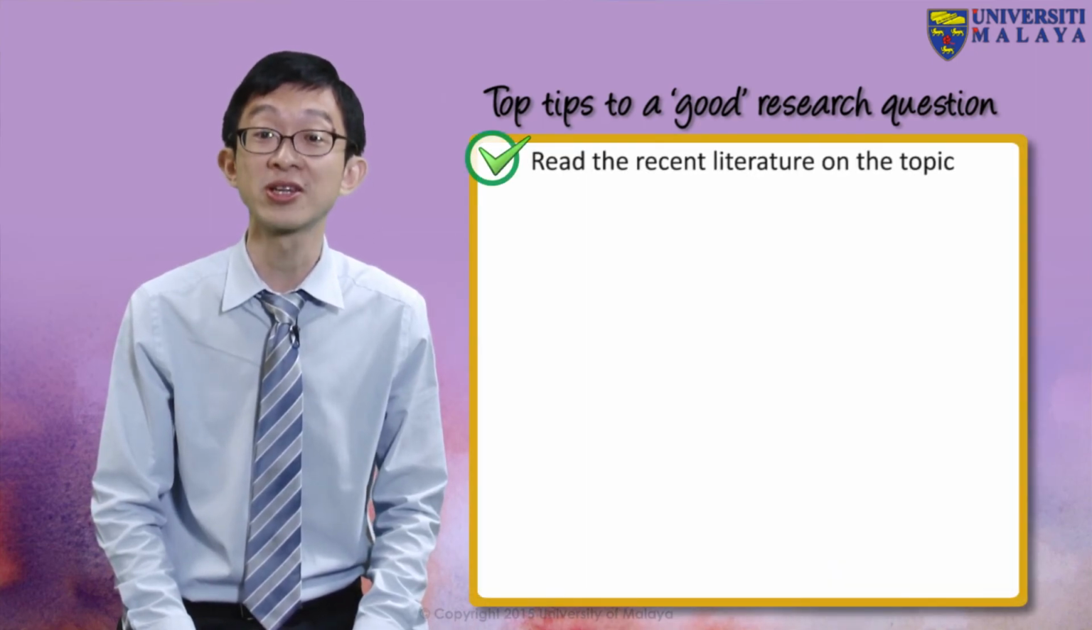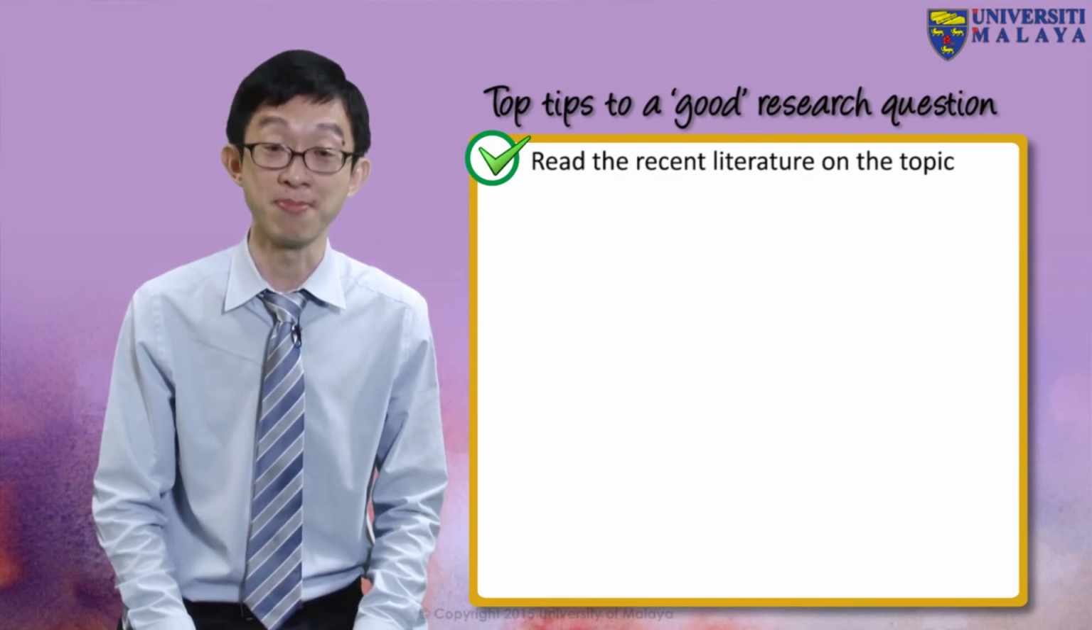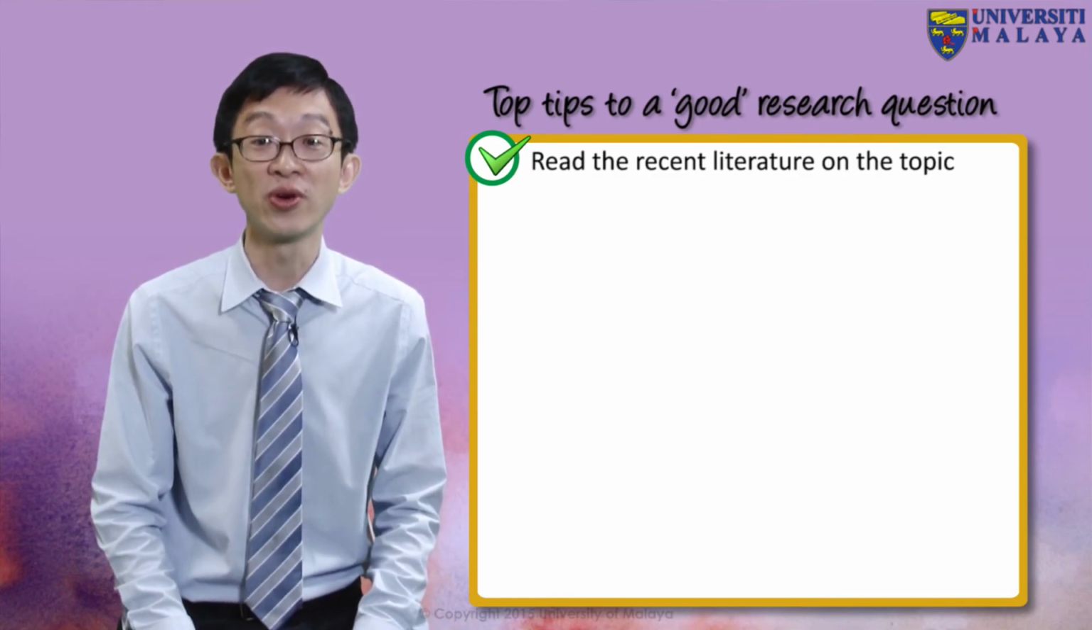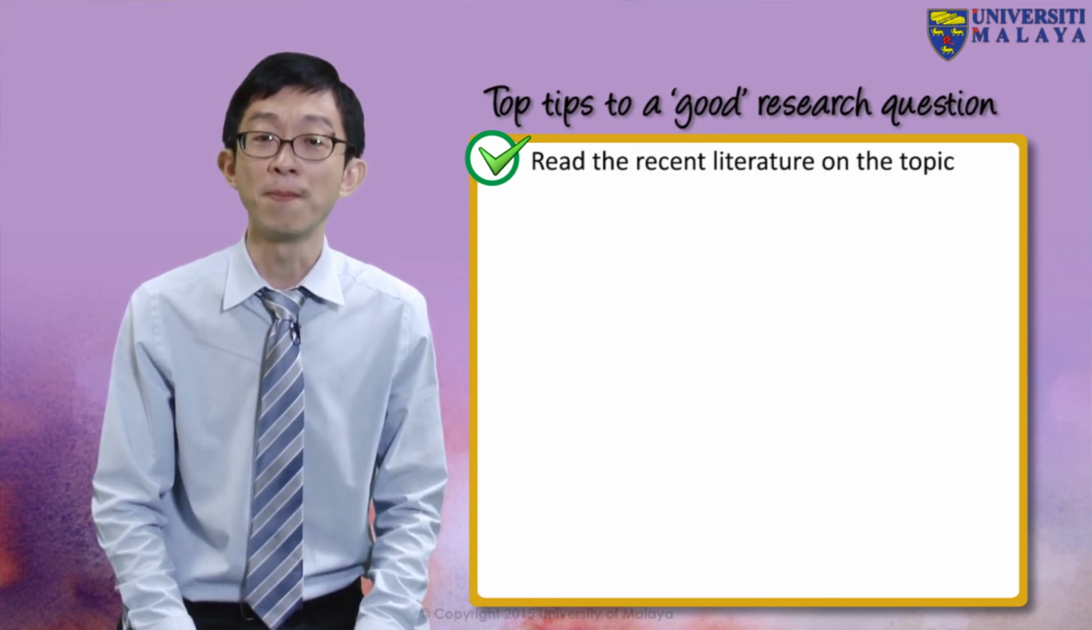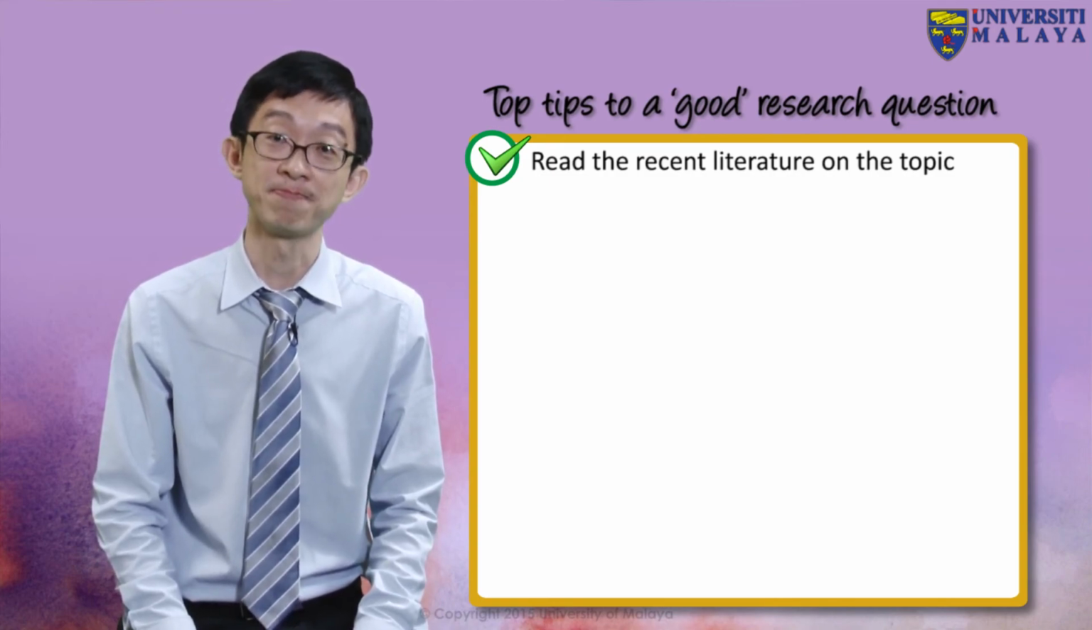Now you have learned about how to ask a good research question. There are several more tips that I would like to share with you. Firstly, before finalizing the research question, it is crucial that the researcher reads the most current literature on the subject matter. This is to avoid duplicating the same study or helping this researcher to prioritize the research area.